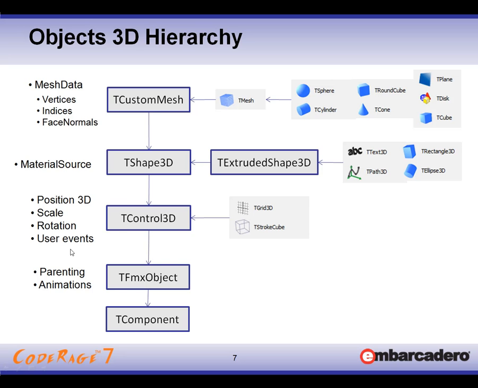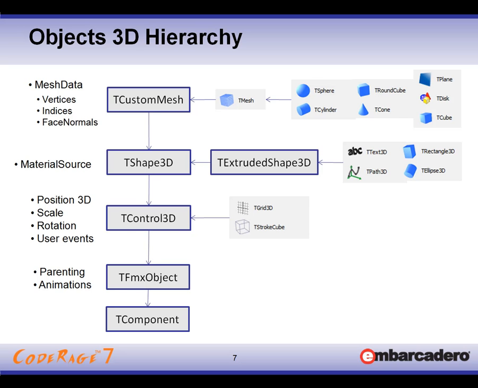A little bit higher up in this hierarchy, we have TControl3D. This is the first class that is purely 3D in the FireMonkey framework. The Control3D class introduces properties like the position in 3D space, different transformations like scaling and rotations, and also the possibility of interacting with the user. So this is a control. It has things like an OnClick event and an OnDoubleClick event. So when the user sends events to those controls, we can start programming.